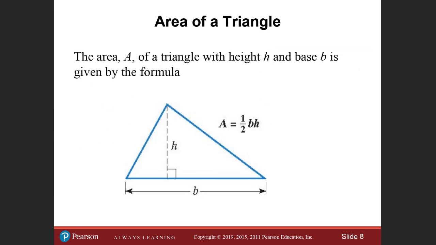Next, we're working on the area of a triangle. Same thing as the previous section, we were working with the perimeter there, so you just add the 3 sides to get the perimeter. Here we're working with area, so that's the inside of the triangle. That's 1/2 base times height.